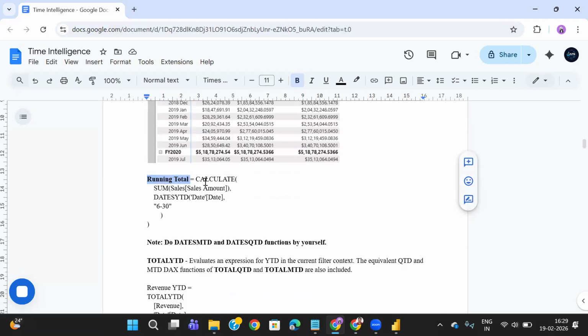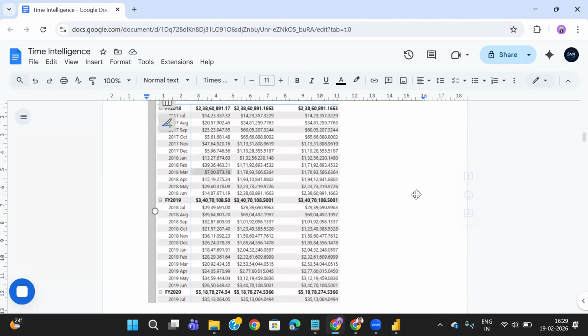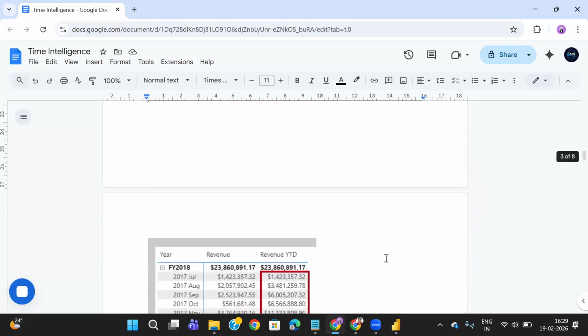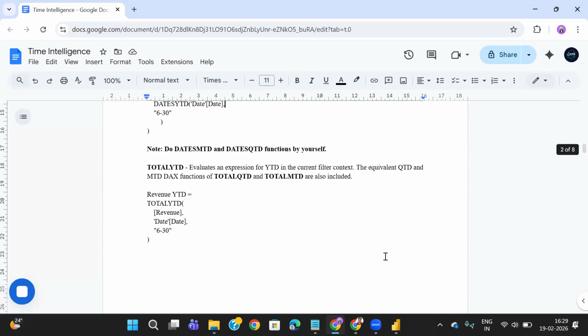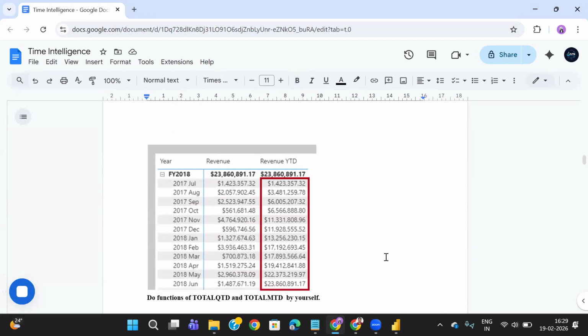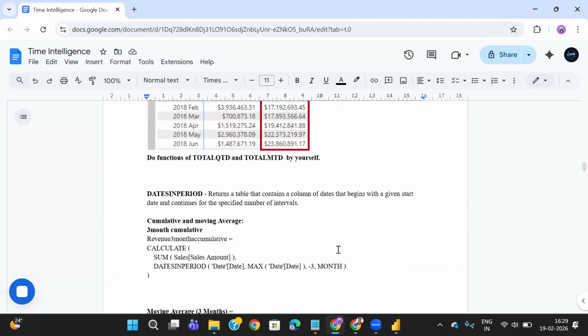Basically, this is the concept of running total. Do you have any query? No. Okay, this is basically YTD. I have made a note for you.